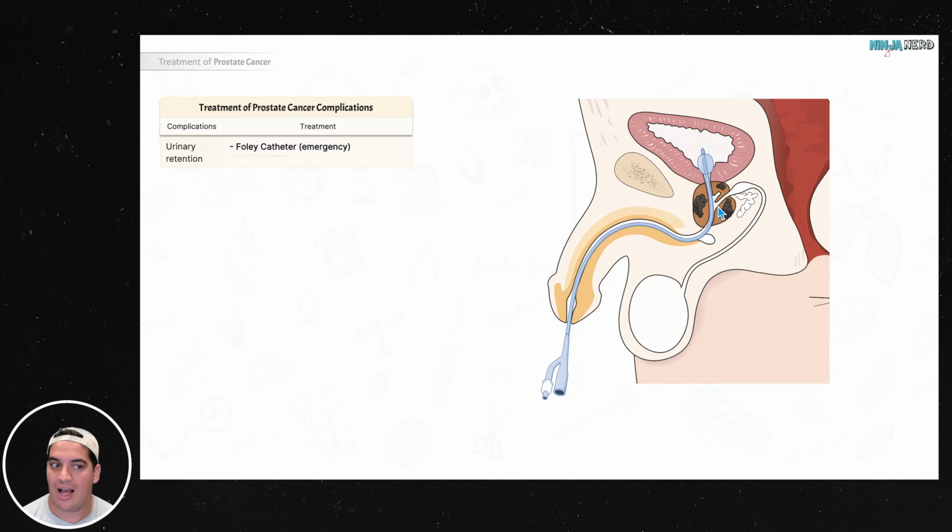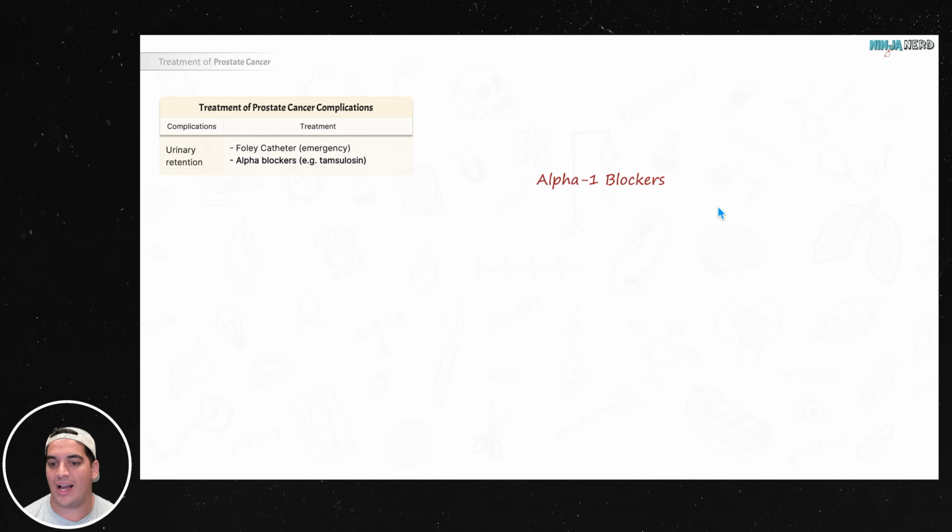After that, start them on alpha blockers. Get them on something like tamsulosin. The reason why is this will give some time to allow for the medication to work while they have the Foley catheter in, and then you can pull the Foley catheter afterwards because we don't want to keep those in for too long. So tamsulosin, doxazosin, prazosin, terazosin, these are going to be great drugs.